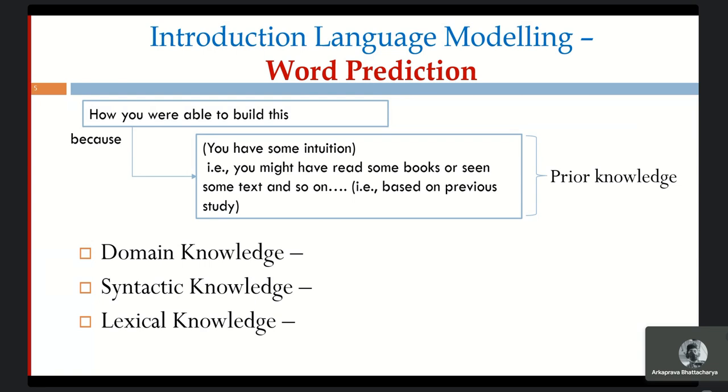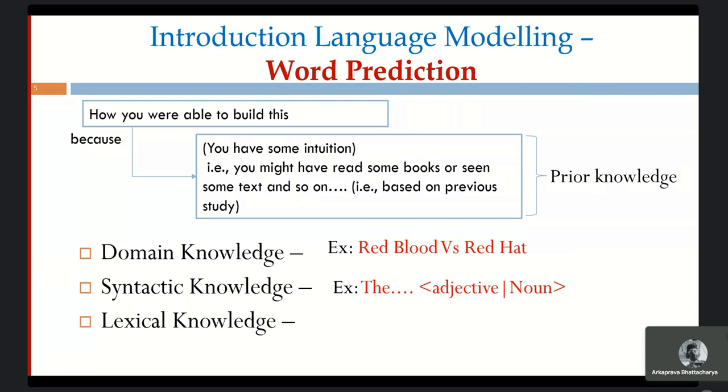Let us try to understand with an example. If I say domain knowledge, you can see the word red, which is used in two different places, one red with respect to blood and the other red with respect to hat. So now the red plays a different role in these two cases, blood and hat. So that is domain knowledge. Next is syntactic knowledge, that the word the should be followed by an adjective or a noun. Next is lexical knowledge, that is nothing but baked potatoes or steak. Almost they are similar, so some may call it baked potatoes or some may call it steak.